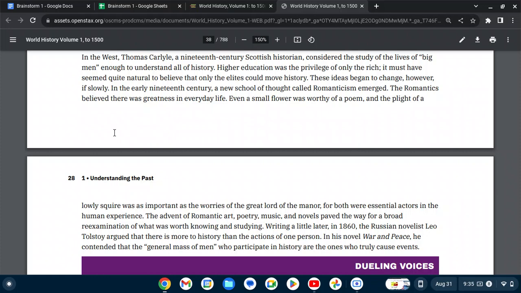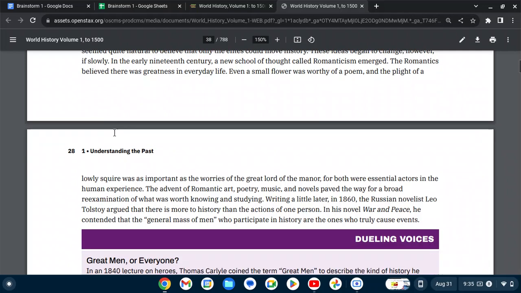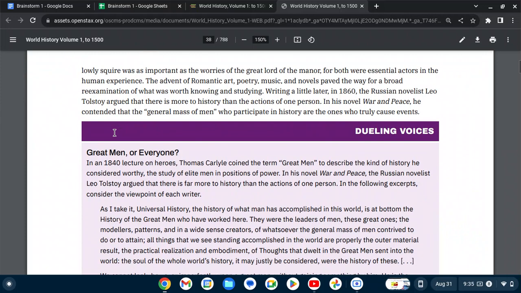Higher education was the privilege of only the rich. It must have seemed quite natural to believe that only the elites could move history. Those ideas began to change, however, if slowly. In the early 19th century, a new school of thought called Romanticism emerged. The Romantics believed there was greatness in everyday life. Even a small flower was worthy of a poem, and the plight of a lowly squire was as important as the worries of the great lord of the manor, for both were essential actors in the human experience.